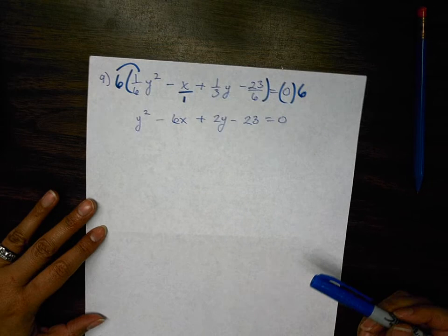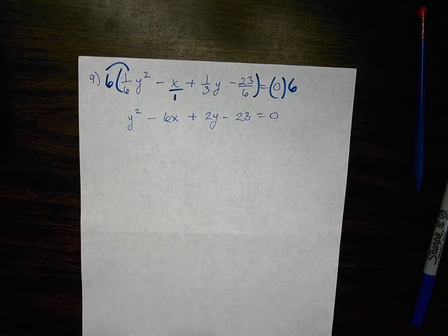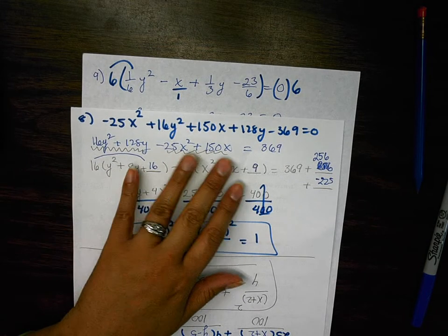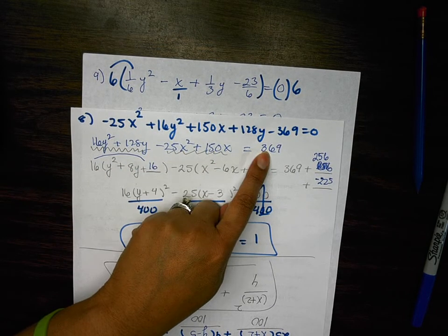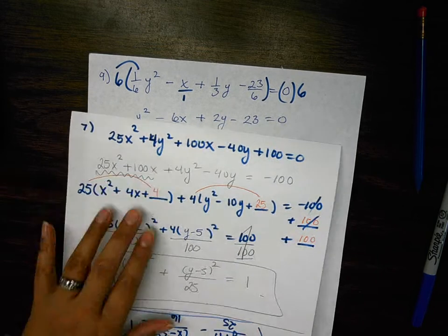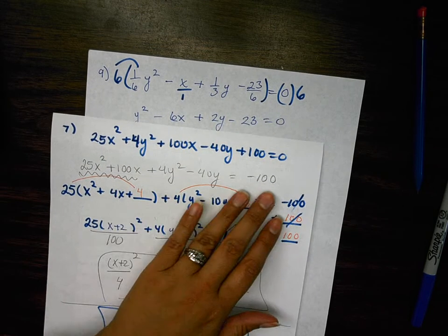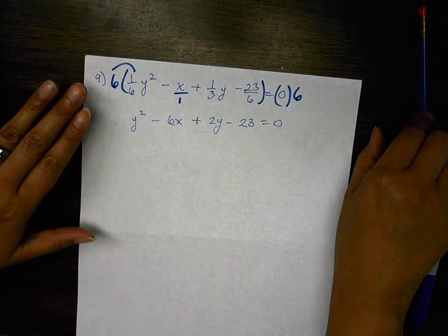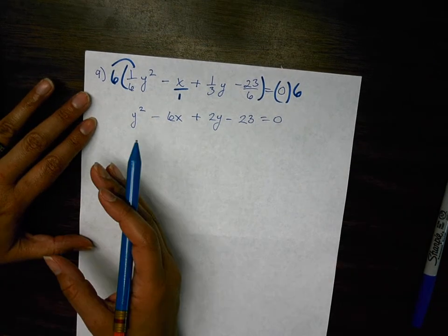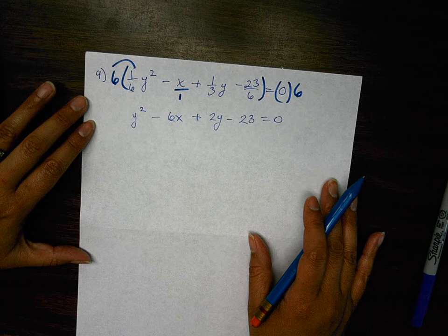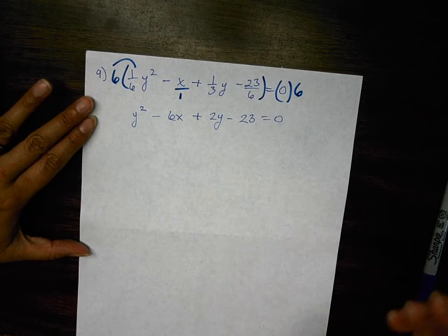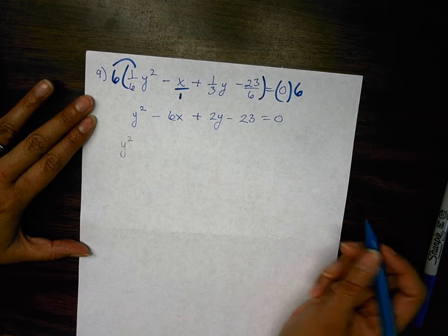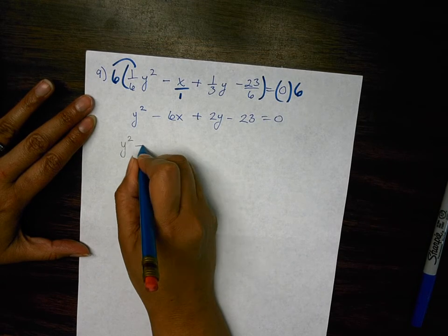Okay, so far so good? All right, so here's where kids typically struggle. On all the other ones that we've done so far, we got all the variables to one side and put the constant by itself. We did the same thing here, but that's not what happens with a parabola. With a parabola, you get only the squared variable to one side and everything else to the other. So we're going to get the y's to one side. So y squared, what goes with it?